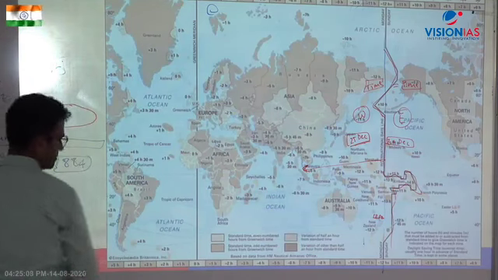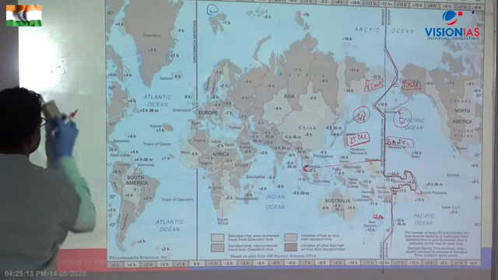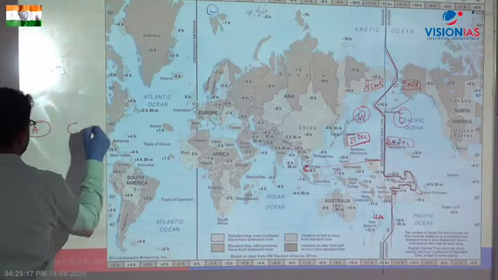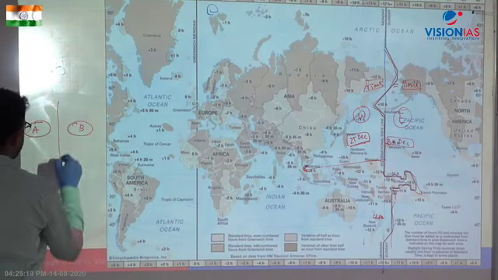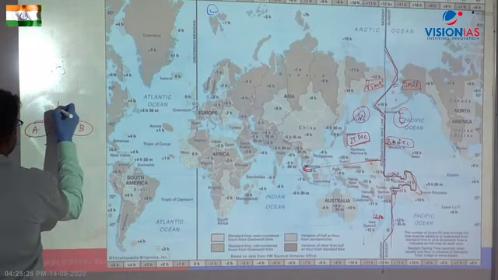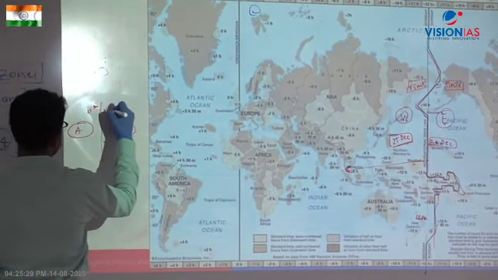There are two islands, let's say. This is island A, this is island B. Both are separated by the international date line, but they are located very close to each other. So here we have said the date would begin, so it is 25 December here. So here it is 24 December.